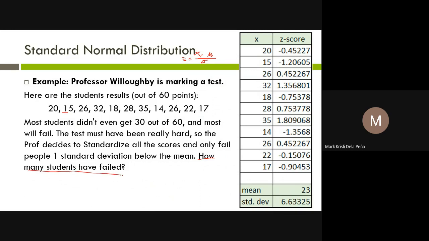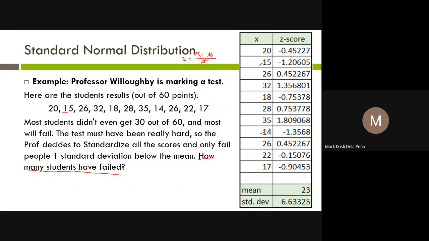Now the question again is how many students do you think have failed? You cannot answer this question unless you have converted them into z-scores. Now, checking our z-scores, we will look for students who have below negative 1 z-score. So we'll have here negative 1.2. So the student would fail. And okay, we have another below negative 1 standard deviation. So which means there are only two students who will fail.